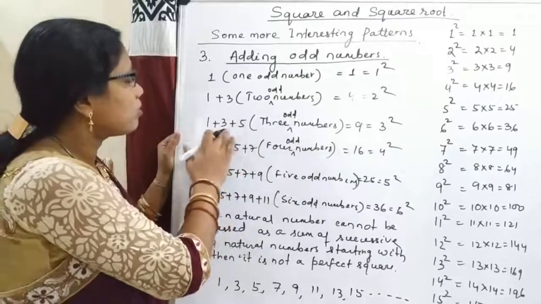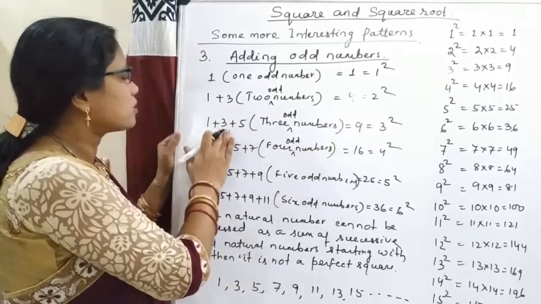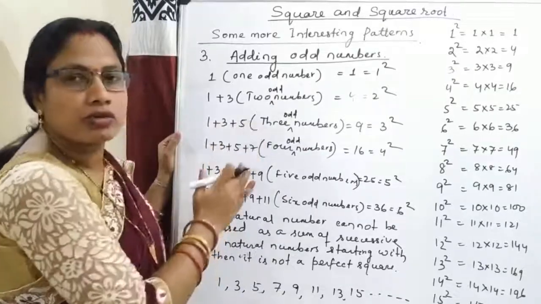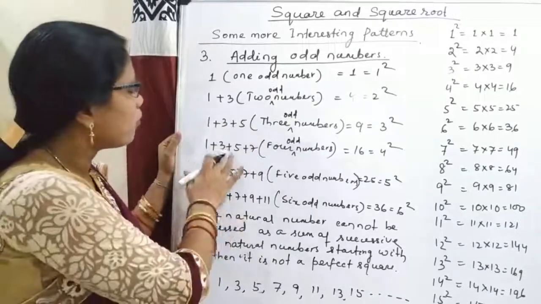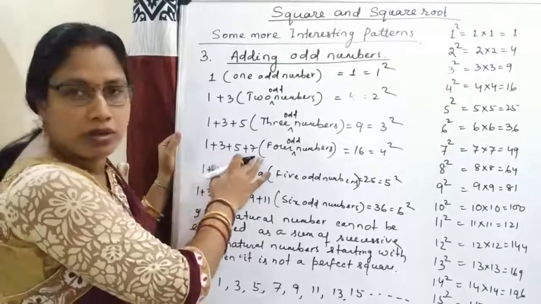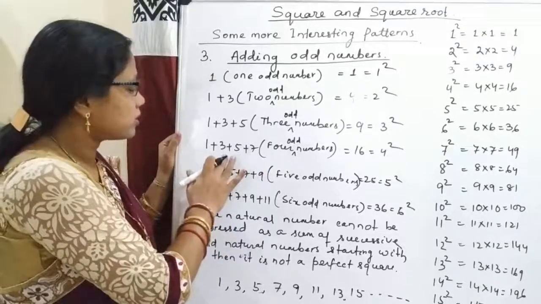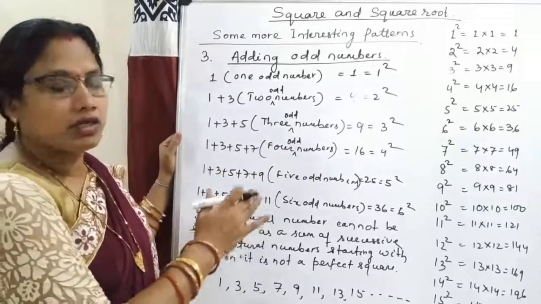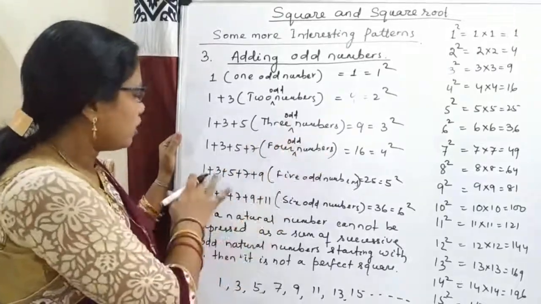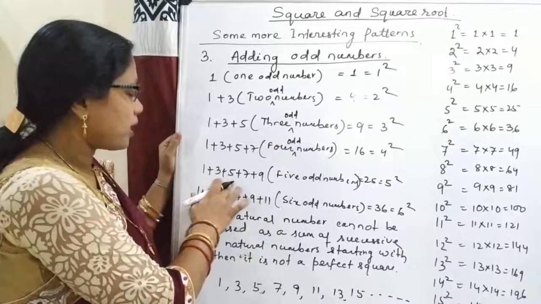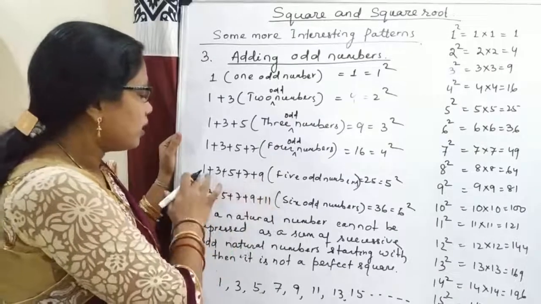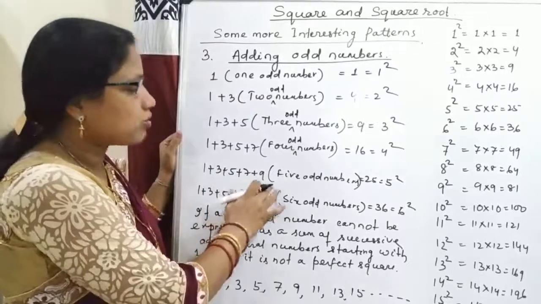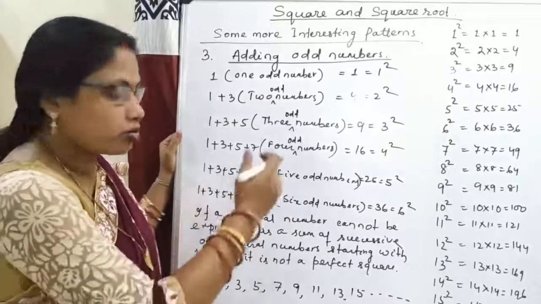Then 3 odd numbers are added here, 1 plus 3 plus 5, that is equal to 9. So that is equal to 3 square. So here 4 odd numbers are added, 1 plus 3 plus 5 plus 7. So this is equal to 16, that is equal to 4 square. So here 1 plus 3 plus 5 plus 7 plus 9. Here 5 odd numbers are added. So that is equal to 25 or 5 square.